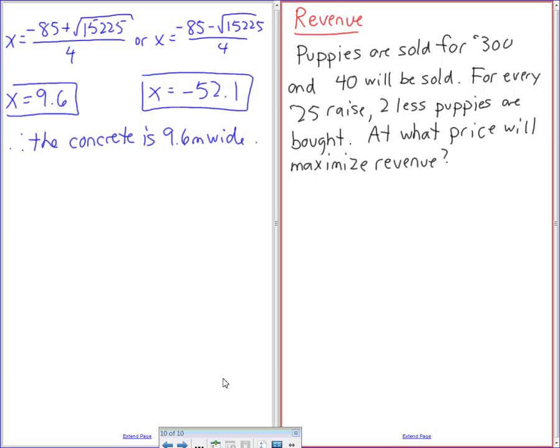So it says puppies are sold for $300 and 40 will be sold. For every $25 raise, two less puppies are bought. And what price will maximize revenue? I'm going to start off and say X is going to be the number of raises. And Y is going to be revenue.